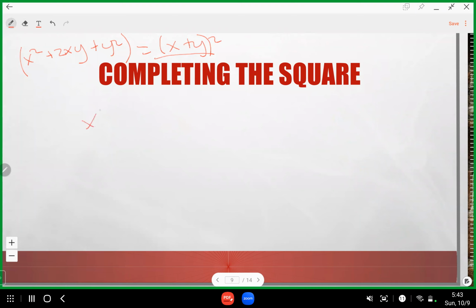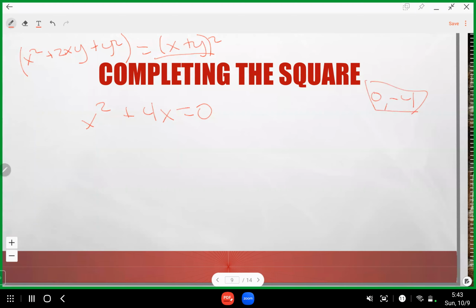Let's try x squared plus 4x equal to 0. If it doesn't have an x term, it's so easy to solve that you don't even need to complete the square. But let's do this first by factoring. We already know the answers: it's going to be 0 and -4.